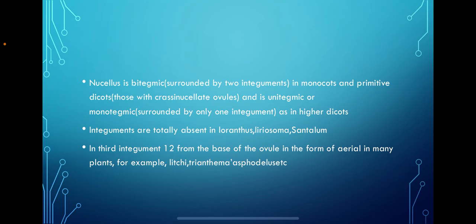Integuments are totally absent in some plants such as Loranthus. In some plants a third integument, the aril, develops from the base of the ovule, as in many plants, for example lychee and others.